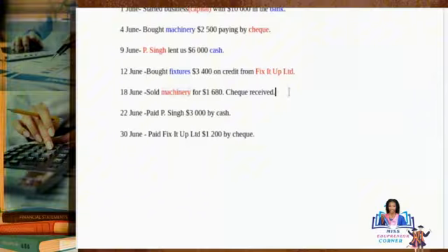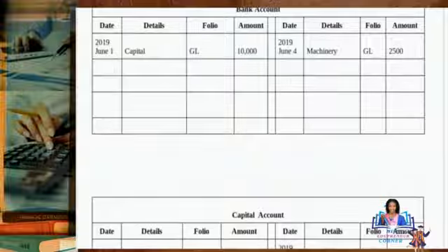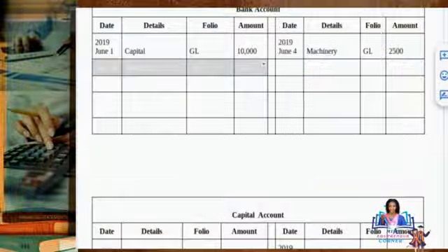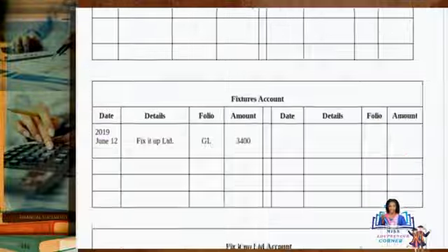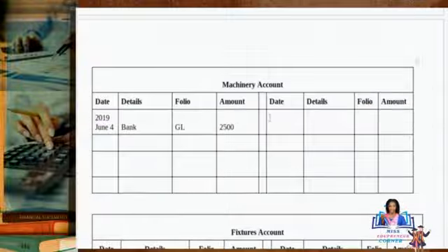And a check received. So Sandra would have sold these machinery and she would have received checks. So you know that money is coming in the bank. Bank is an asset, and as asset increases, we have to debit. So we're going to debit the bank account. Come on the credit side of machinery and we make the same entry.